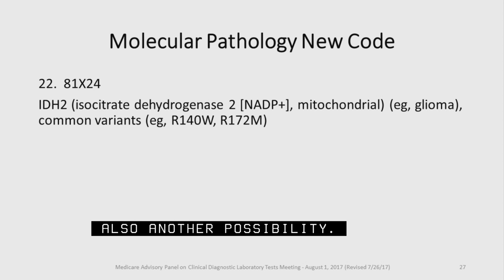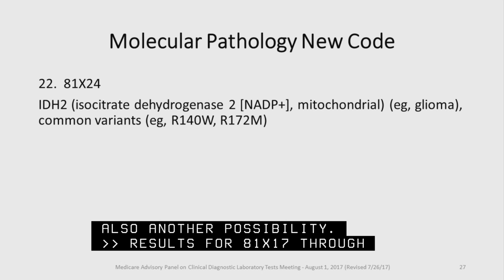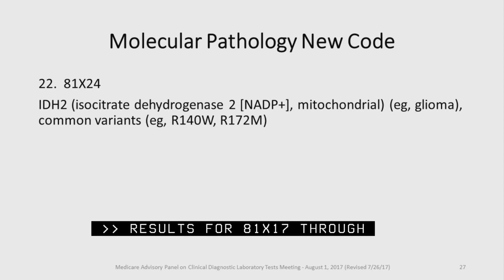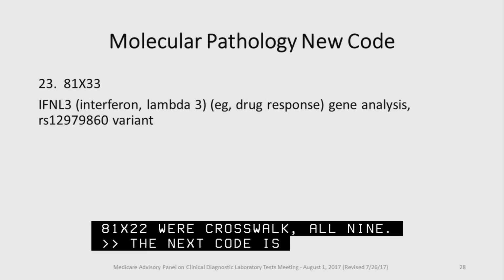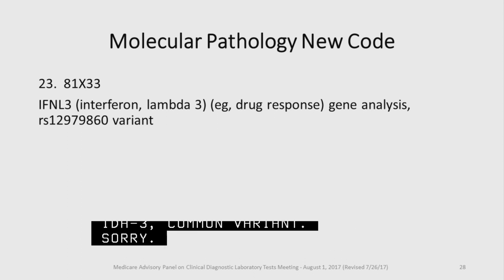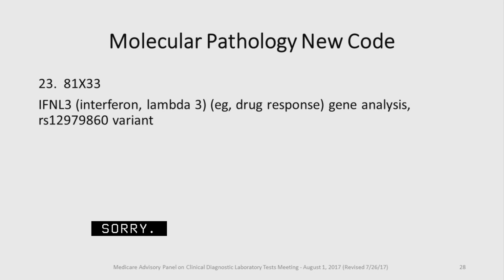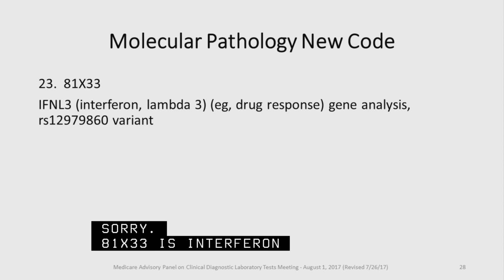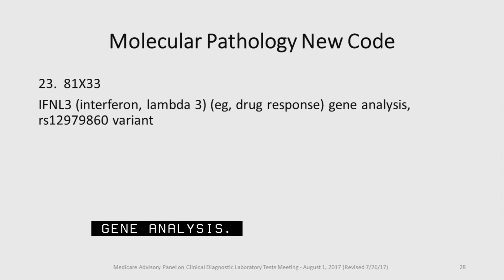So results for codes 81X17 through 81X22 all were crosswalked to 81376, and that's all 9 panel members. So the next code is 81X33. Oops, sorry. 81X33 is IFNL, interferon lambda 3, gene analysis, RS1297980 variant. Some of the suggestions for crosswalks included the code 81241.